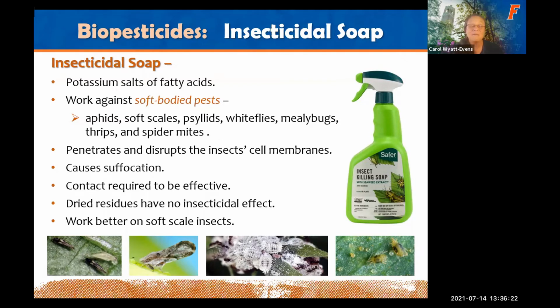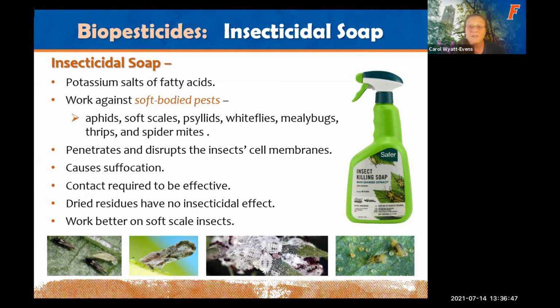Insecticidal soaps are probably, besides the microbials, which I think are cool, probably my favorite. Insecticidal soaps contain potassium salts of fatty acids. They work, again, against soft-bodied pests like aphids and soft scales, psyllids, whitefly, mealybug, thrips, spider mites. So that's another good thing about biorationals is that they can work against spider mites.